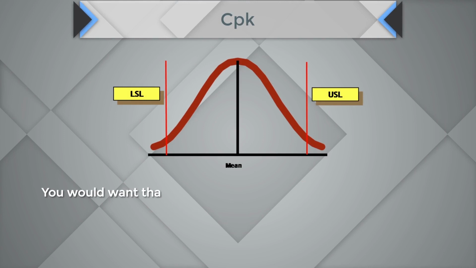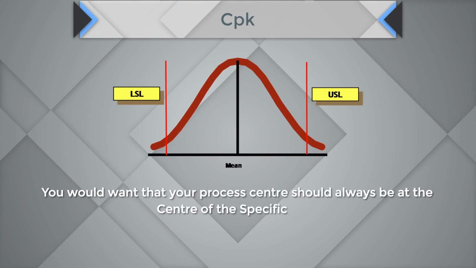You would want that your process center should always be at the specification center. For a known USL and LSL, I would want that my process mean should be exactly at the center of the specification. Let me quote numbers. So if my customer specification is 140 on the upper side and 120 on my lower side, I would want that my mean is exactly at 130. Exactly. Which means it should be equidistant from both these specifications.